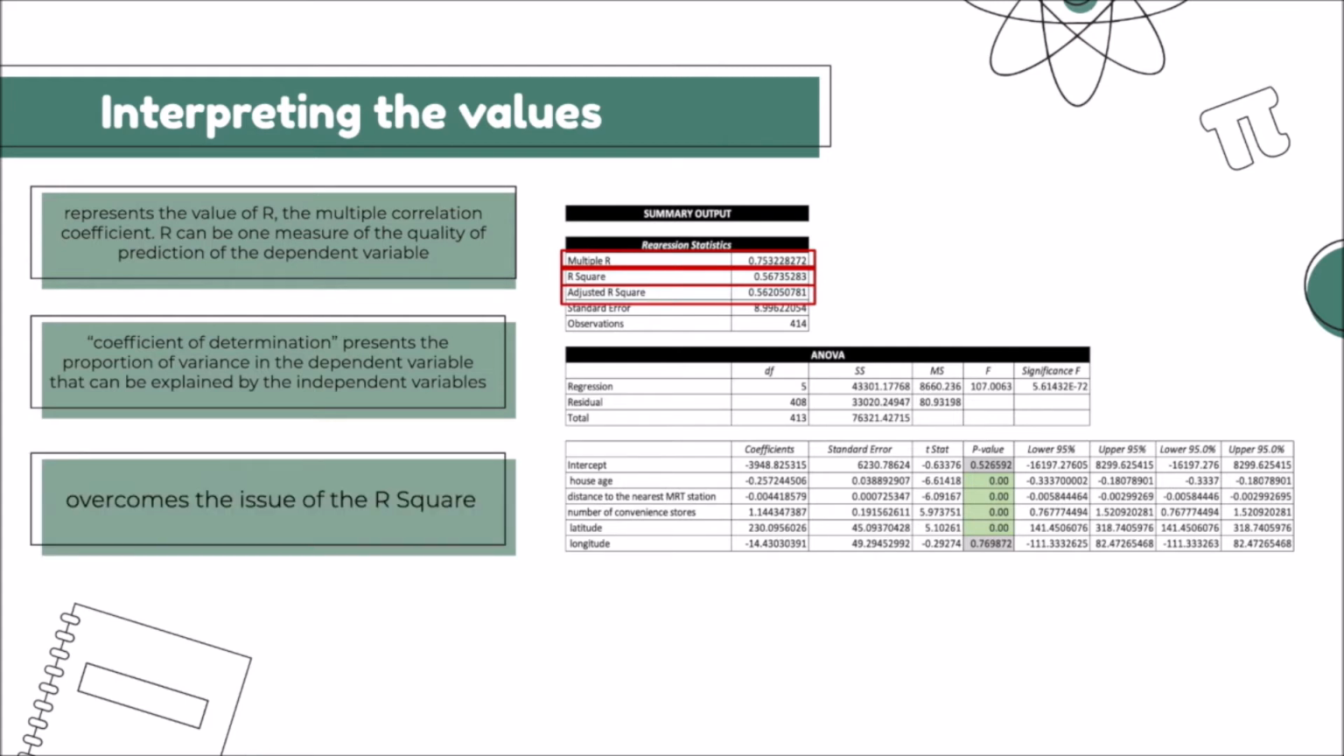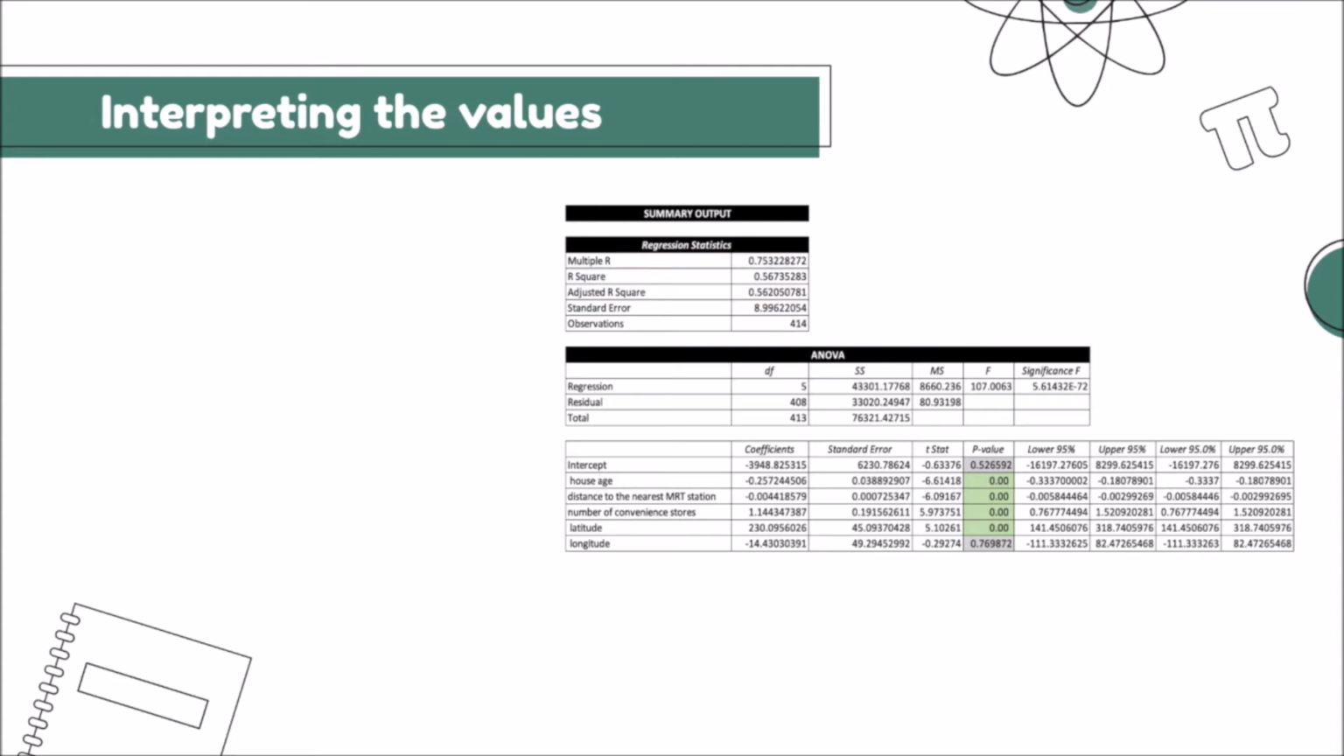This is basically what we pertain to when it overcomes the issue of the R squared. This gives us a more accurate value. So given the value, which is 0.56205, we can interpret this such that 56.21% of the changes in house price is because of the independent variables in this scenario.